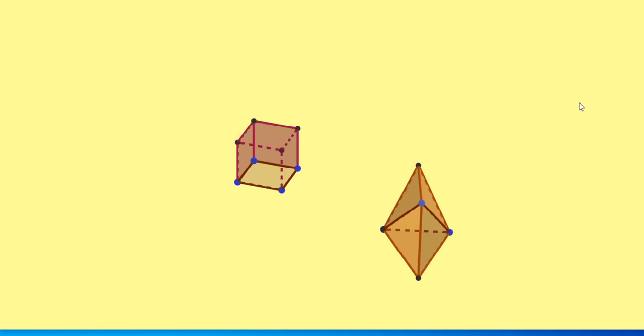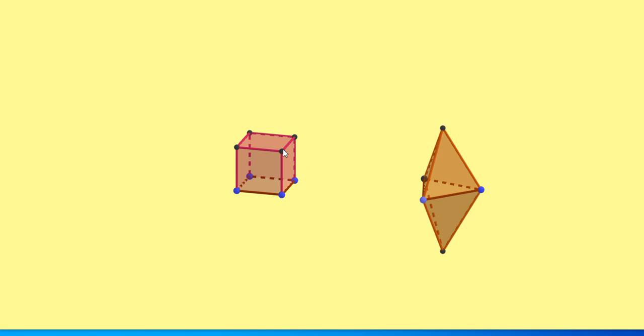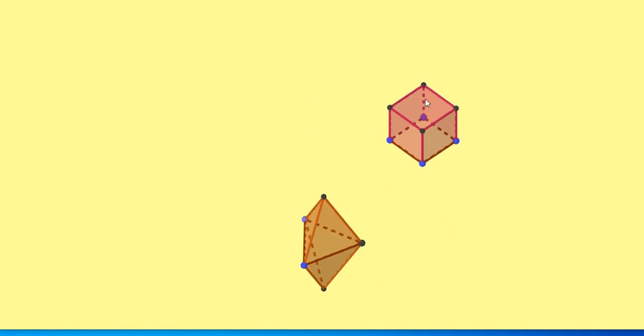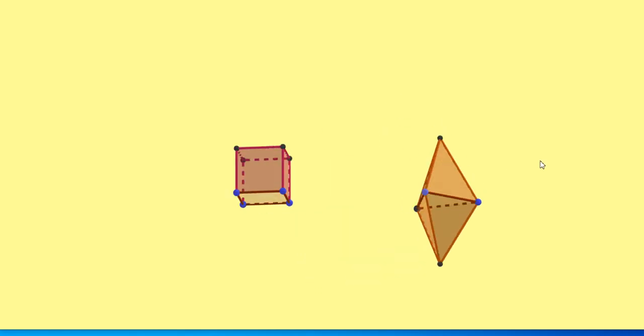Now look at these polyhedrons. Here in the first one, each face is a regular polygon, that is a square. So this we can call a cube. Now look at a vertex. This vertex is formed by 3 faces, that is 1, 2 and 3. And you can see in all the cases of these polyhedrons, each vertex is formed by 3 faces.